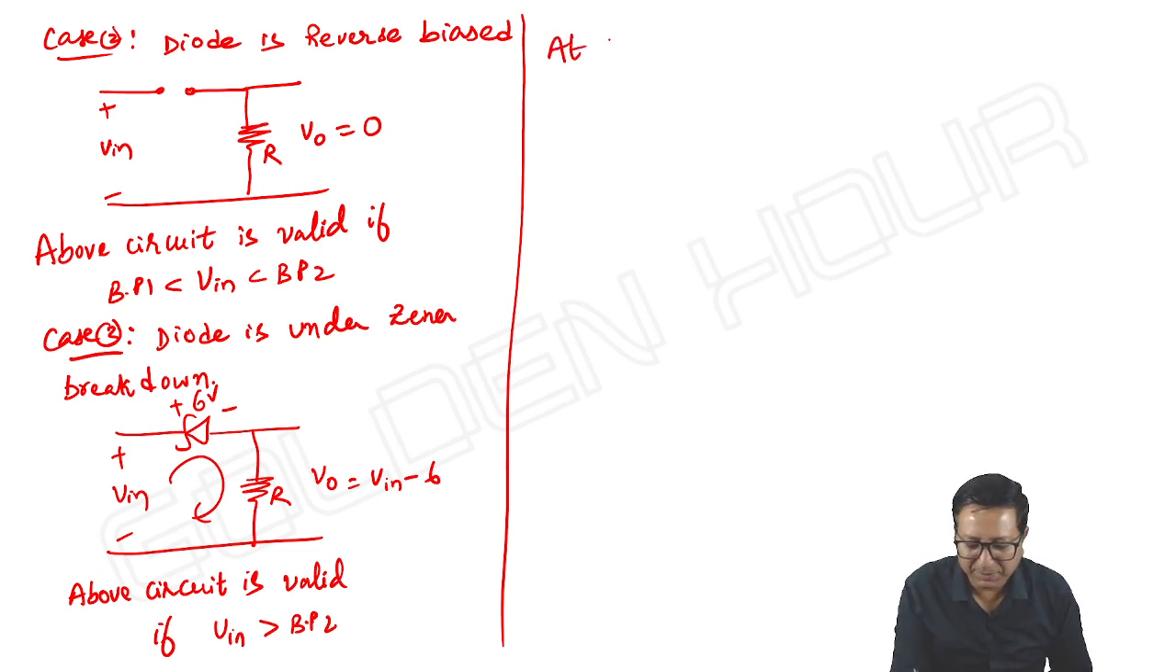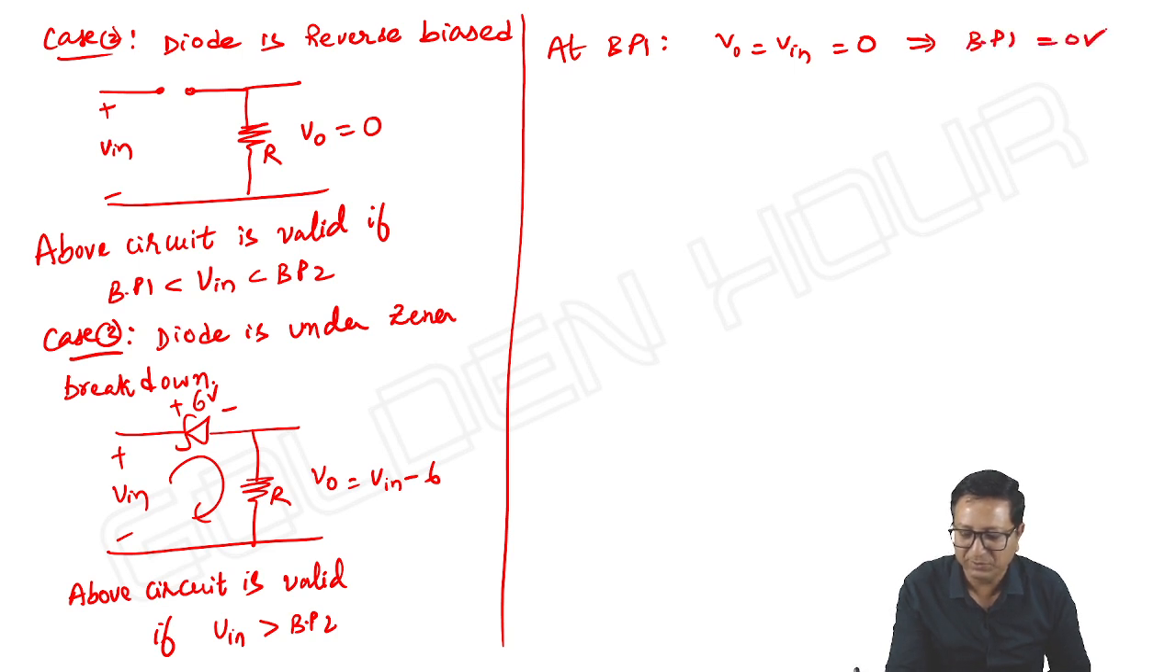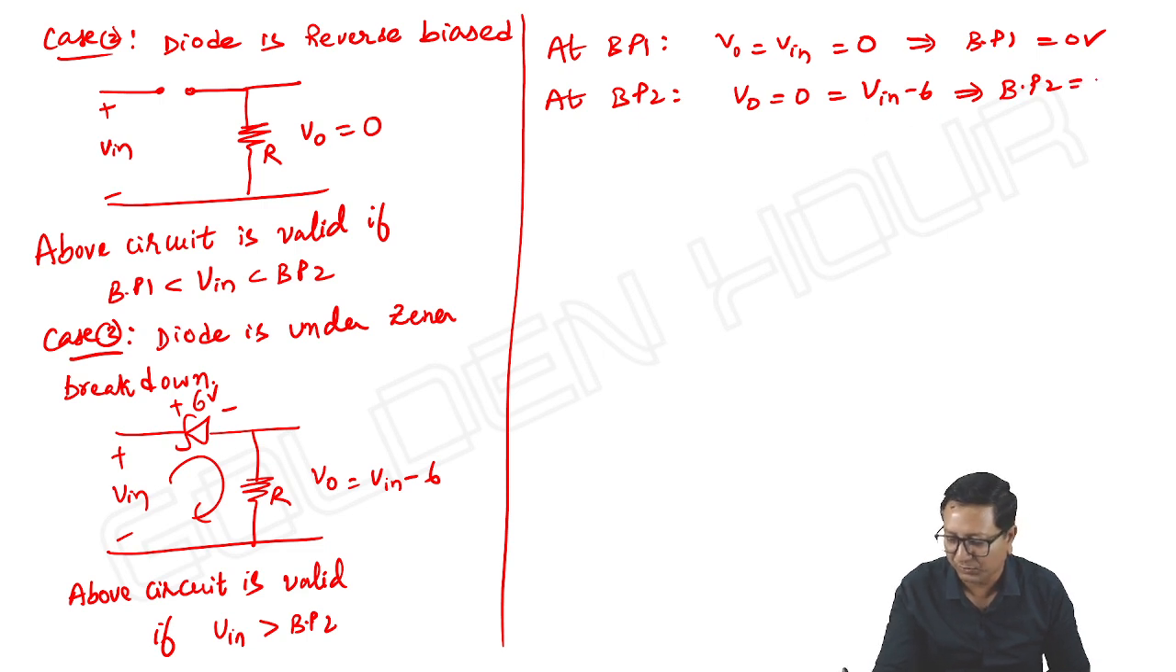Now at breakpoint 1, what can we take? Output is equal to input, and also output is equal to 0, which implies breakpoint 1 is 0 volts. Fine. At breakpoint 2, output is equal to 0, and also output is equal to input minus 6, which implies breakpoint 2 is equal to, what is V input? 6 volts. Okay, that is 6 volts.